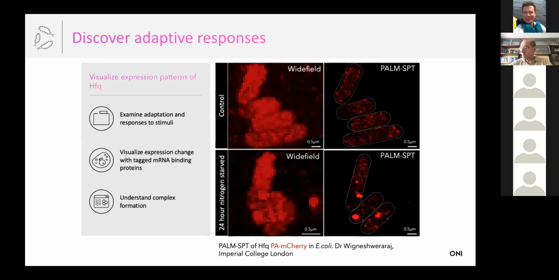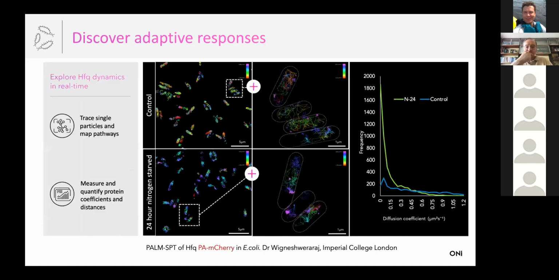Now, it turned out that there were large accumulations of Hfq that gathered into one large foci within each of the bacterium. Now, this wasn't apparent within the wide field imaging, but we could see that much more clearly when we turned to the PALM SPT. So what the group were really interested in trying to see were the dynamics of the individual Hfq molecules. And what they did was, following the single particle tracking, they turned to the software, which was able then to map out the diffusion coefficients, firstly, obviously, for the entire field of view, but then they could also do it for the individual bacterium.